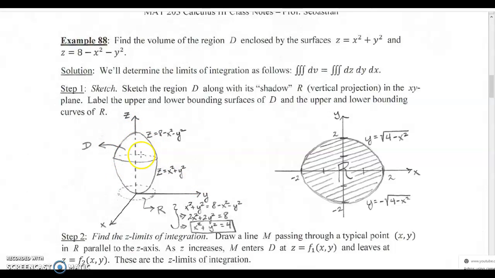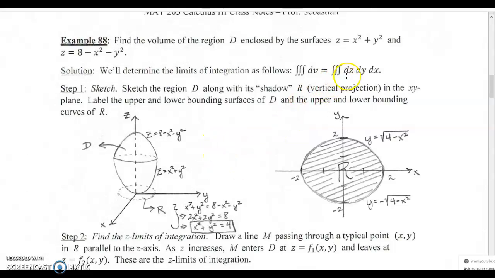Okay, so this is the domain. We're trying to find the volume of this domain. It sort of looks like an egg. Okay, so we want to determine the limits of integration as follows. The triple integral dV will find the volume. So we want to do dz dy dx.